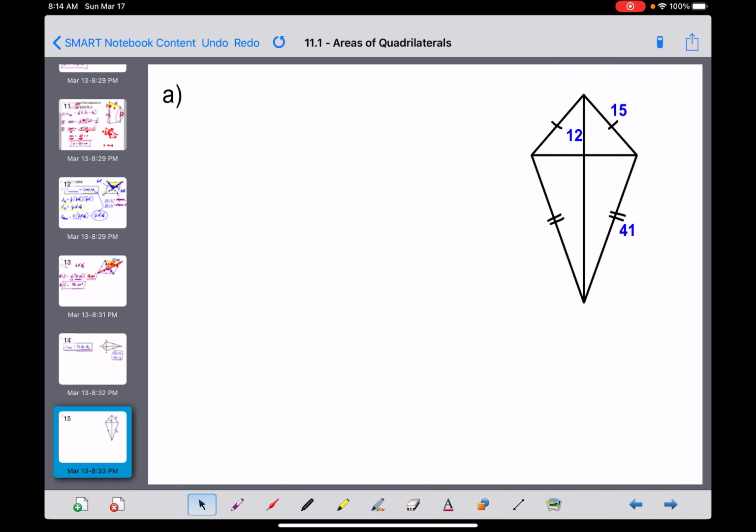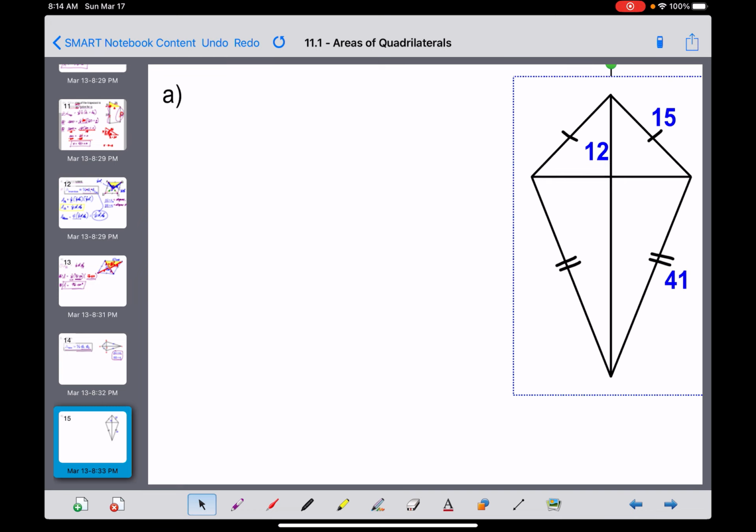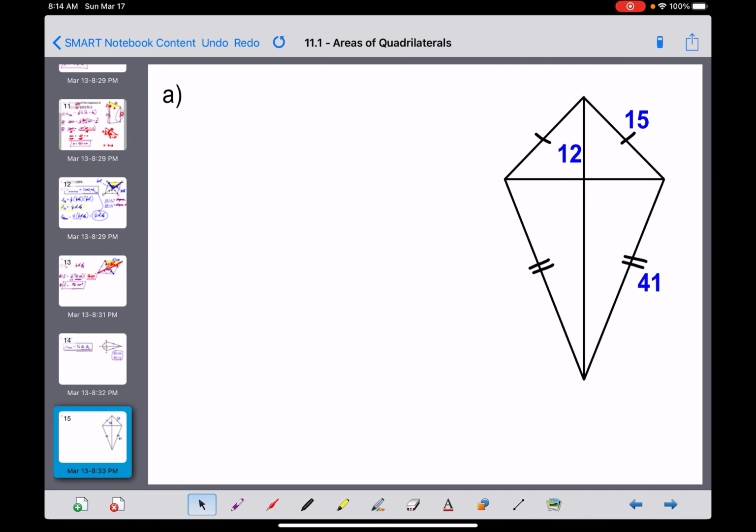Let's group all that together, and then we can enlarge this. Okay, so let's look at this figure here. I see the tick marks up at the top and the bottom, so I know we're dealing with a kite. So step number 1: area of a kite is 1/2 diagonal 1 times diagonal 2.